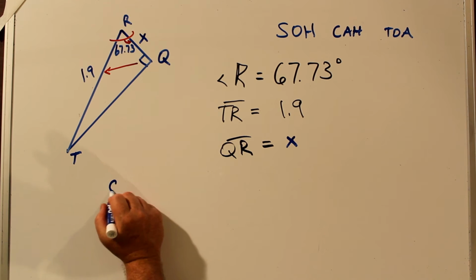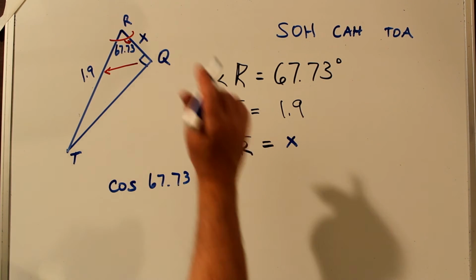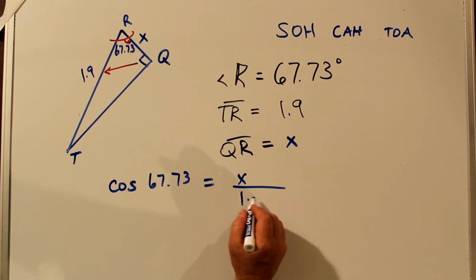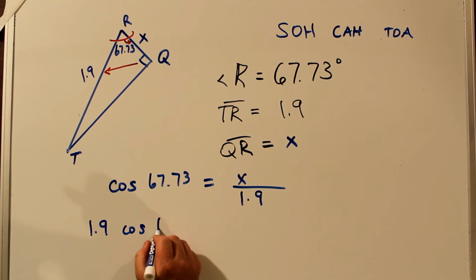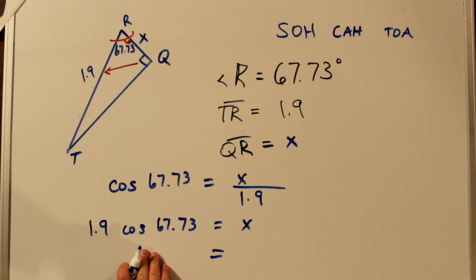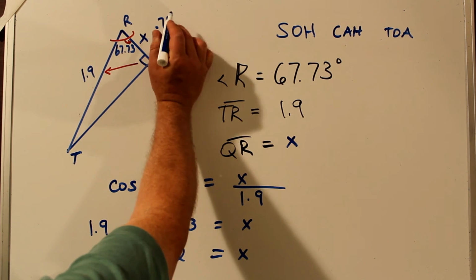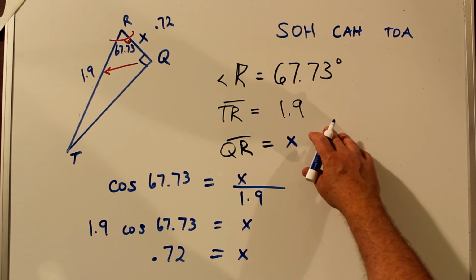So let's write our equation. Cosine of 67.73 degrees equals the adjacent side, X, over the hypotenuse, 1.9. To solve this for X, let's multiply through by 1.9. 1.9 times the cosine of 67.73 degrees equals X. And using our calculator, type in 1.9 times the cosine of 67.73, we get 0.7200, or 0.72 for X. So this side is 0.72. And that's how we can use the cosine function to find an unknown side given an angle and an adjacent side.